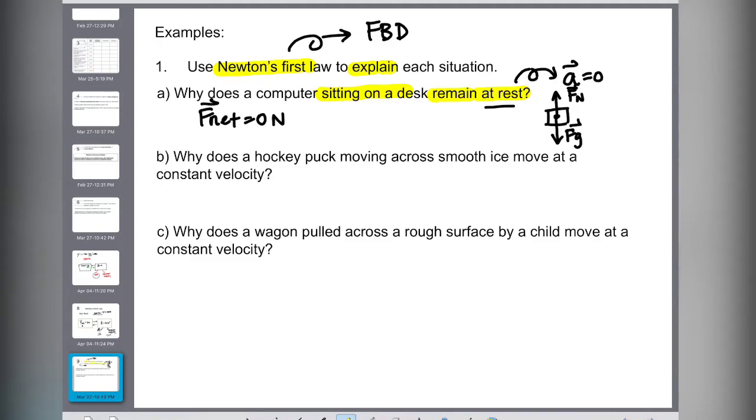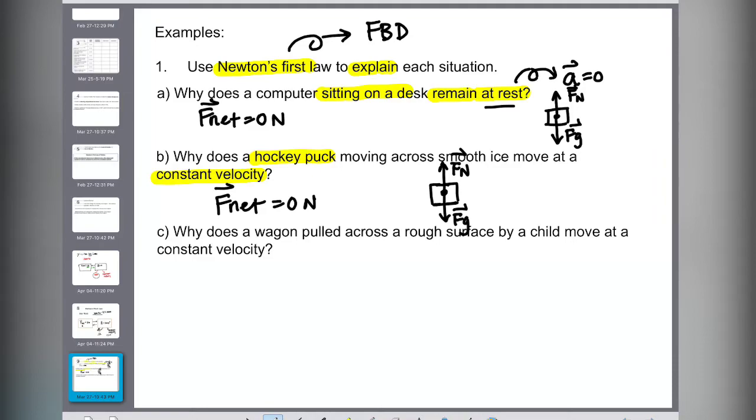Next question. Why does a hockey puck moving across smooth ice move at a constant velocity? Very brilliant and creative. The answer is also because the net force has to be zero. Draw your pictures. A hockey puck has a force of gravity acting on it. It is sitting on the ice, so it has a force of normal. It is moving across the ice at a constant velocity.